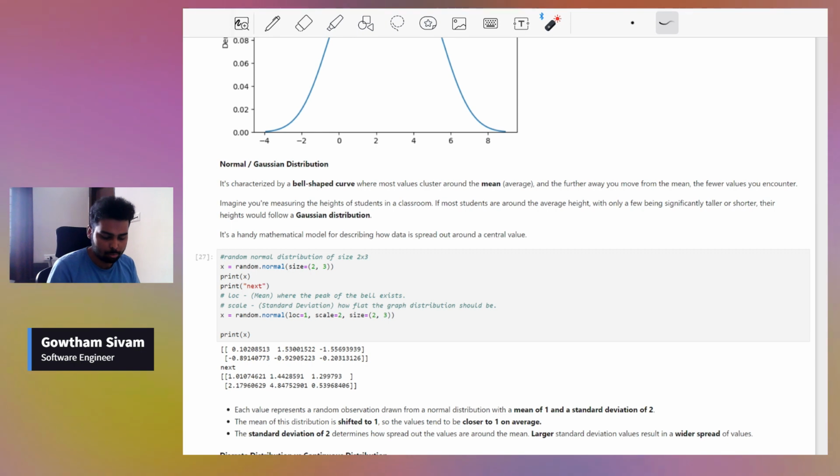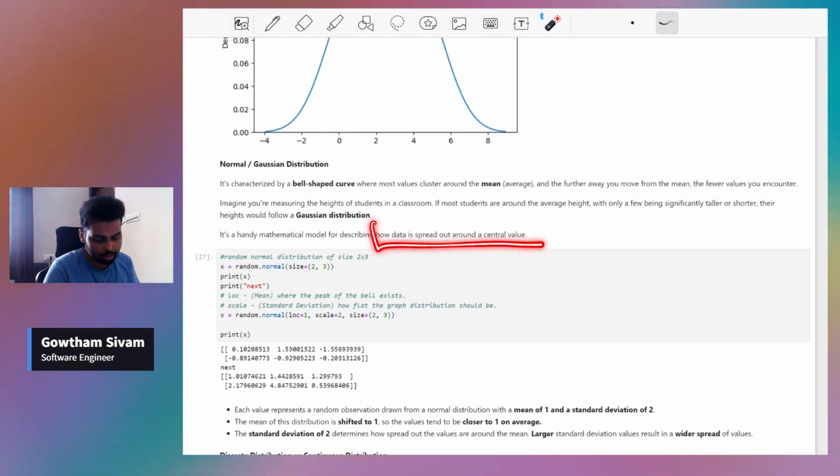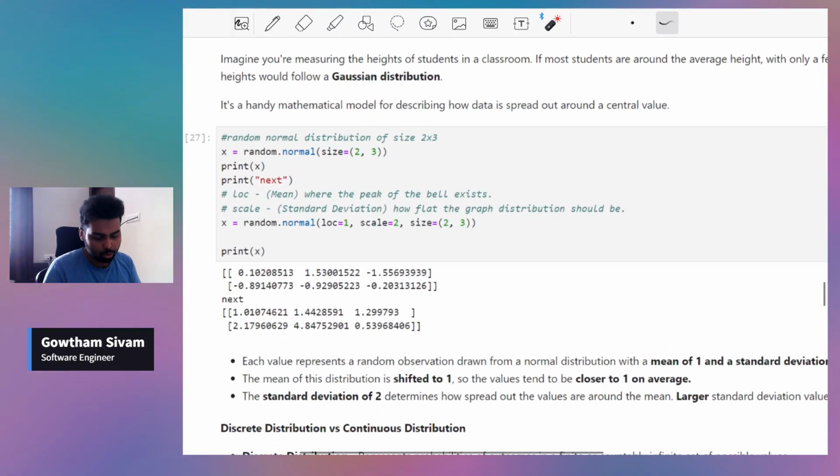It's a handy mathematical model for describing how data is spread out around the central value. From the central value, how is the data actually spread out is what it helps us to understand. How do you apply it?